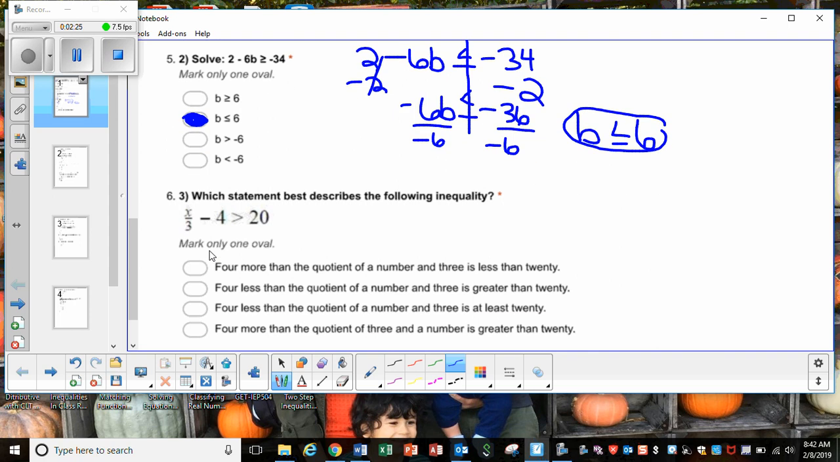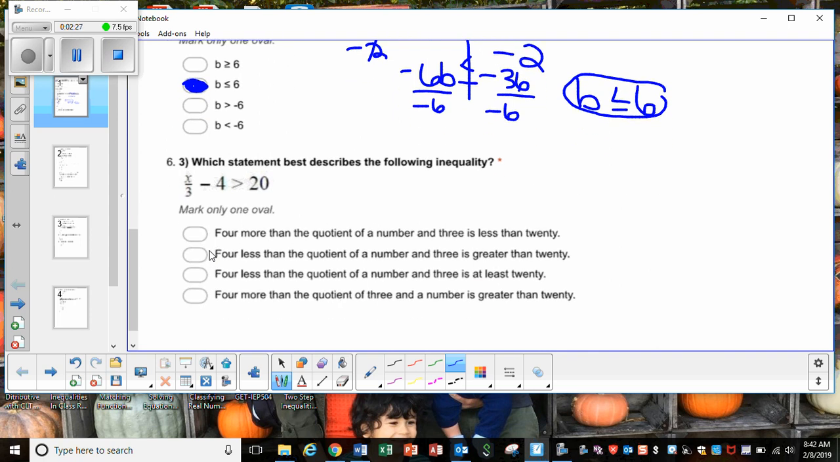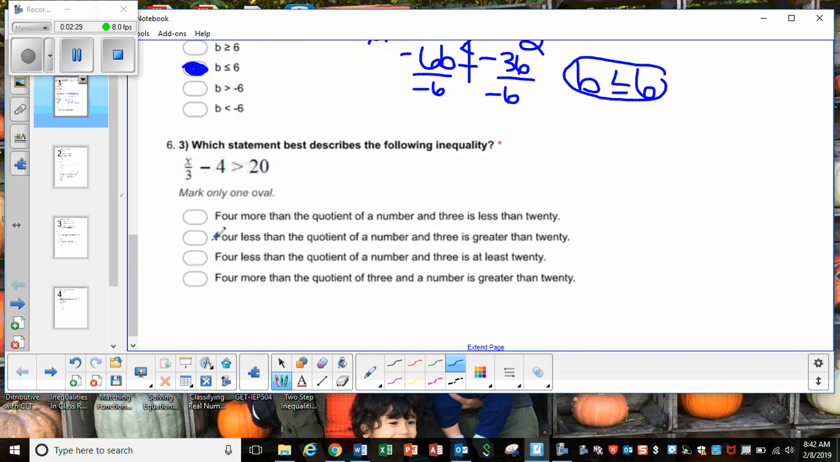All right, so number 3 says, which statement best describes the following inequality? So we're back to translating. So I like to look at the problem and see if I can identify any operations. I see division here, I see subtraction here. This is a greater than symbol, and 20. So I'm going to eliminate the first one because it says 4 more, and that would be addition, and there is no addition. So I'm going to eliminate that.